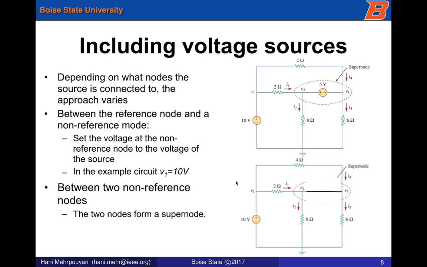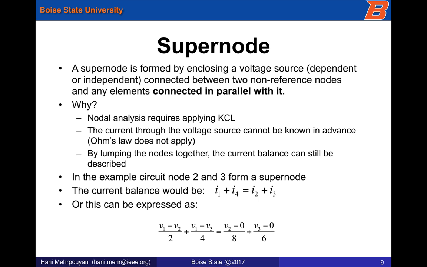So we know V1 is equal to 10, and the supernode will give us the KCL equation: I1 plus I4 is equal to I2 plus I3. So the currents coming to the supernode are equal to the currents leaving the supernode. So in this case, what we have is I1 plus I4 is equal to I2 plus I3.